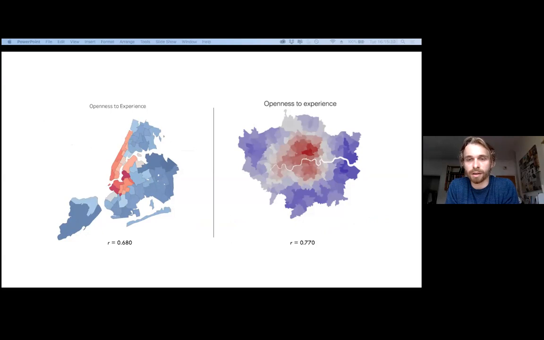So a value of -1 would be perfect dispersion, so it would be completely dispersed in a perfect manner. A value of 0 would show no clustering whatsoever, so completely random. And then a value of +1 shows perfect clustering of similar values.